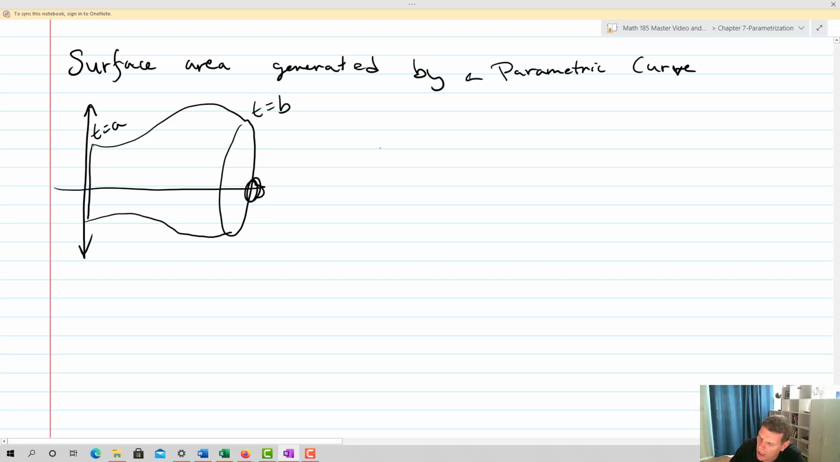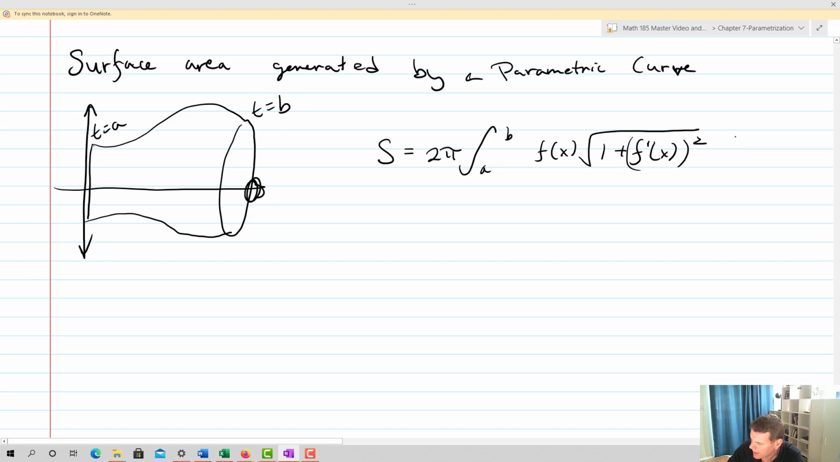And so we already know, if we weren't parametrized, if we had it in terms of x and y, that s is going to equal 2 pi times the integral from a to b of f of x times the square root of 1 plus f prime of x squared dx.